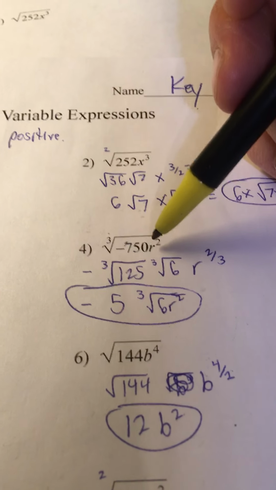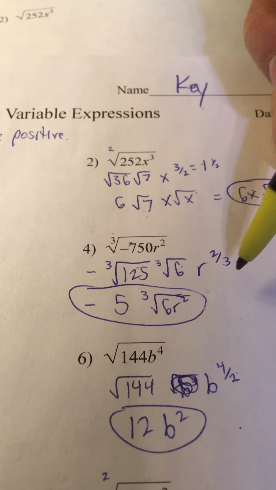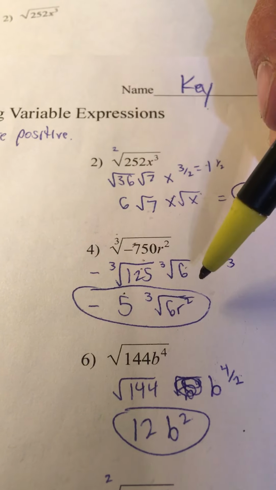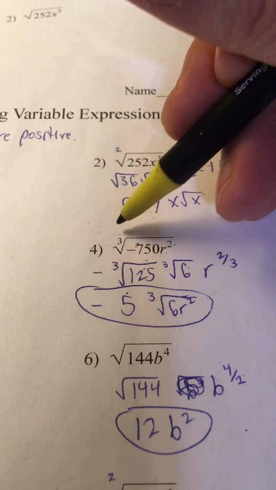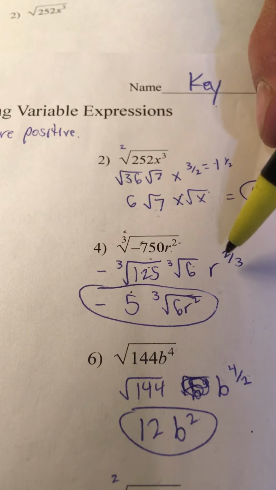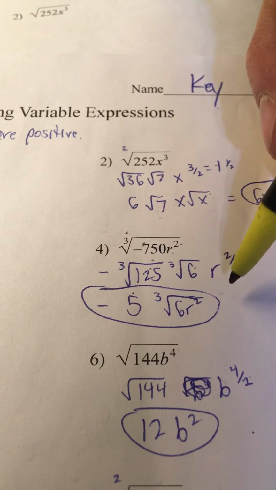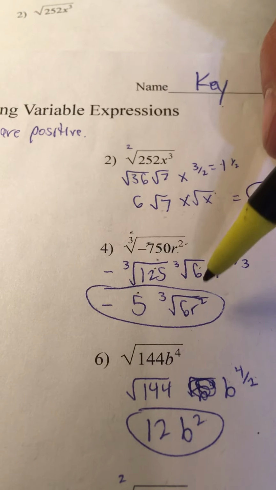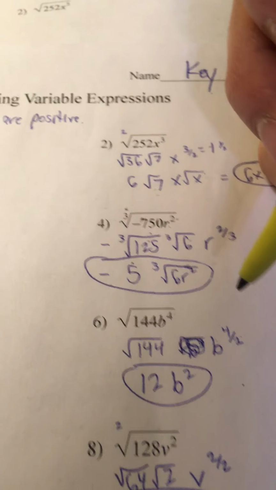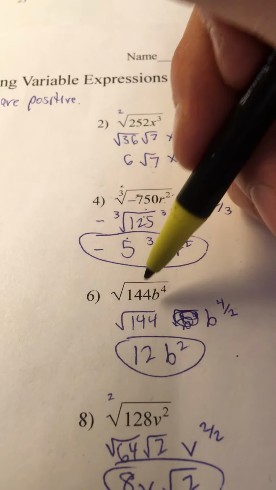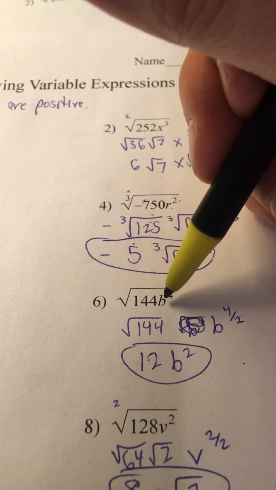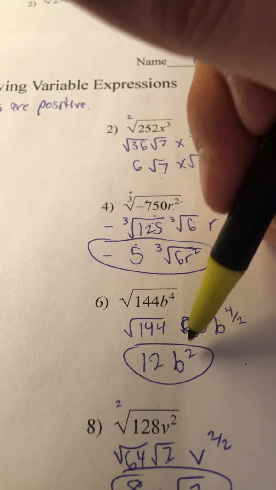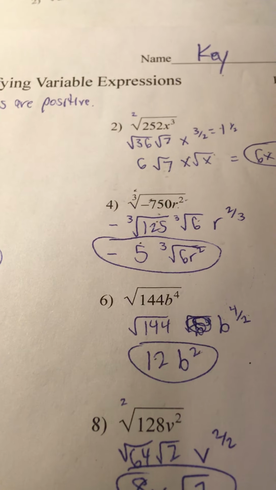But split 750 up into 125 times 6. Cube root of 125 is 5, and then cube root of 6. And then this is going to be r to the 2 over 3. Can't divide that. So that would just stay as cube root of r squared. So the answer is -5 cube root of 6 r squared. Number 6, this one's pretty easy. 144 is already a square root, so that's just 12. And then b to the 4/2, you can divide that, that's just b squared. No root left in that answer.